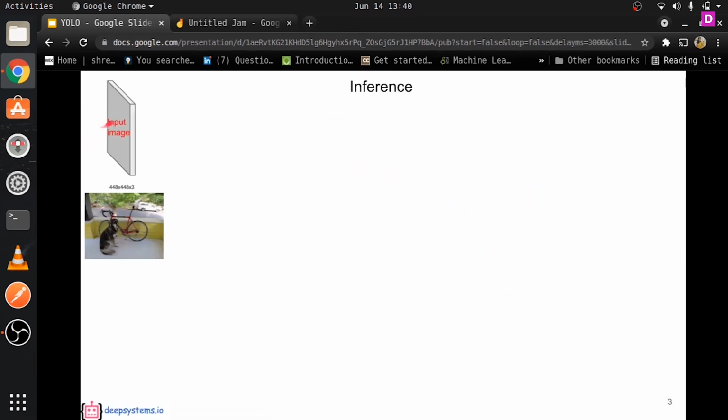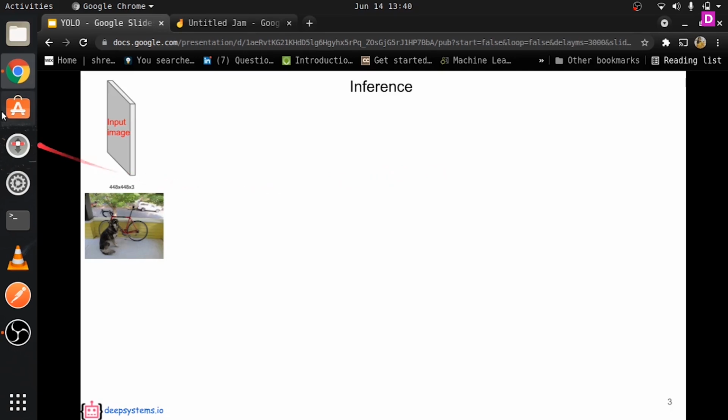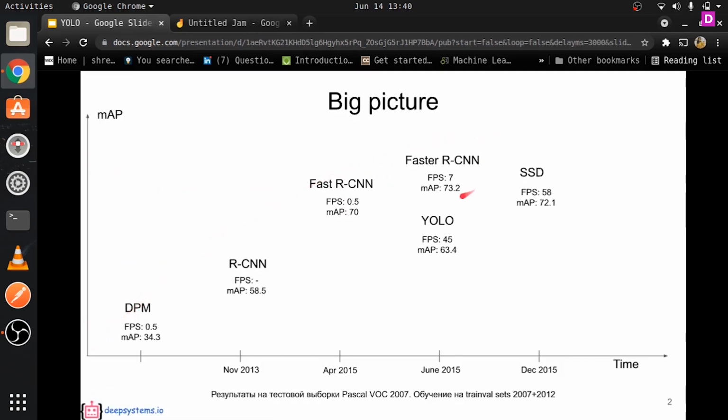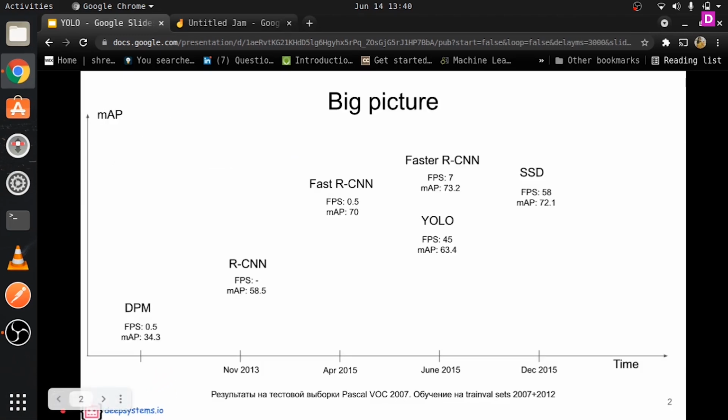So this is basically mAP versus the time in which the models were released. One thing you can see, even if we have Faster R-CNN, is the number of FPS that it is using. The number of FPS is 7.